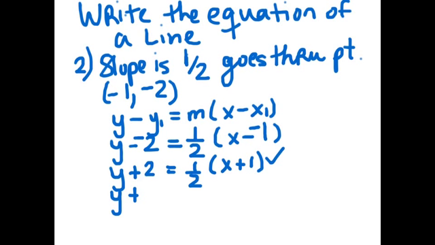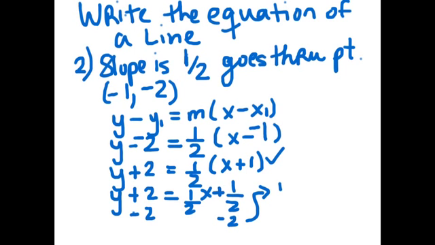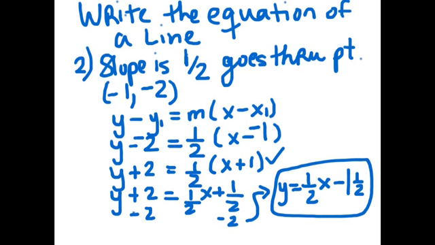So I'd go y plus 2 equals, I distribute the 1/2 to get 1/2 x plus 1/2, and then I would subtract 2 from both sides to get y equals 1/2 x minus 1/2. Now, in that place, you could have also put -3/2, but this is correct as well as that.